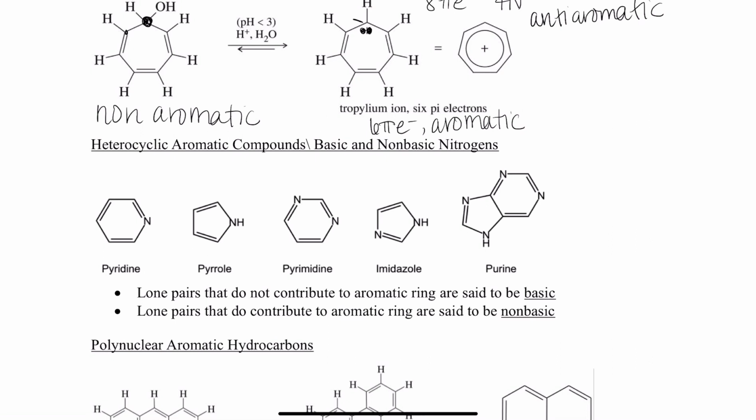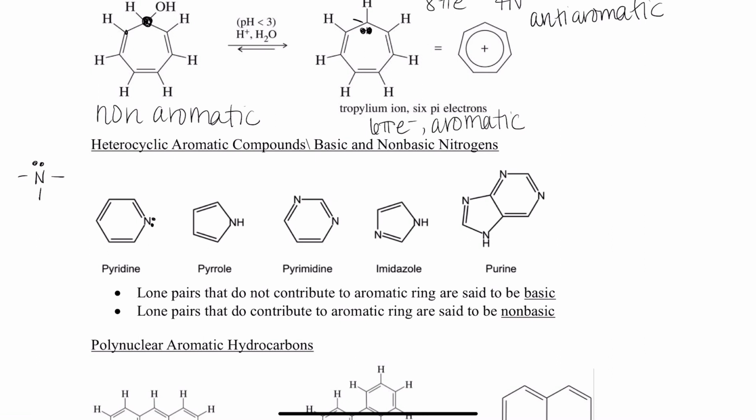And here we can have what we call basic and non-basic nitrogens. Basic and non-basic nitrogens just depends on whether our lone pairs are participating in our ring or if they're not. We know that nitrogen is trivalent, so in a neutral state, it makes 3 bonds and has 1 lone pair. So if we take a look at pyridine, this nitrogen is making 1, 2, 3 bonds. So we know that in a neutral state, we're going to have 1 lone pair.